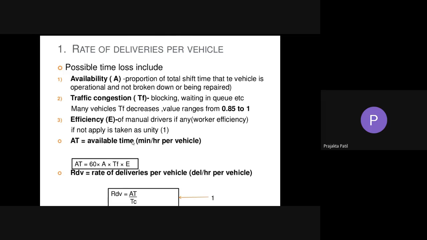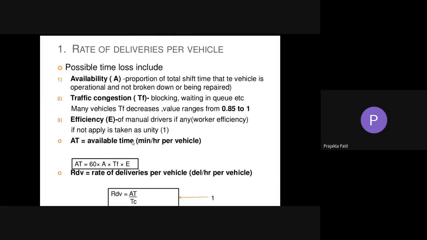Available time is given by 60 into A into TF into E, and all these terms are already defined. How will you find the rate of deliveries per vehicle? That is deliveries per hour per vehicle, that is RDV. Rate of deliveries is given by available time upon TC.